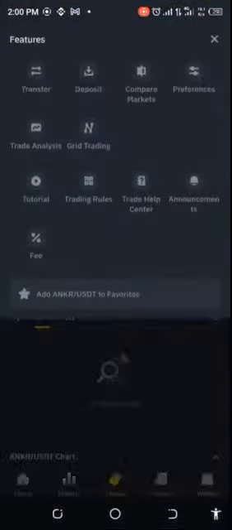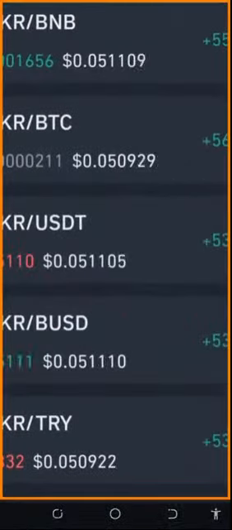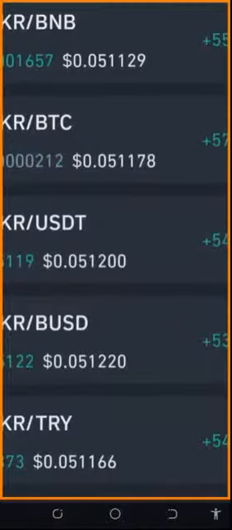Let's go check the compare markets, because it's really flipping and flopping. As you can see here, BTC is 0509. USDT is definitely going to get back to 0509, and I'm going to put it back at 0509. That is what I am going to put it back as, and that's what I'm going to sell it as.